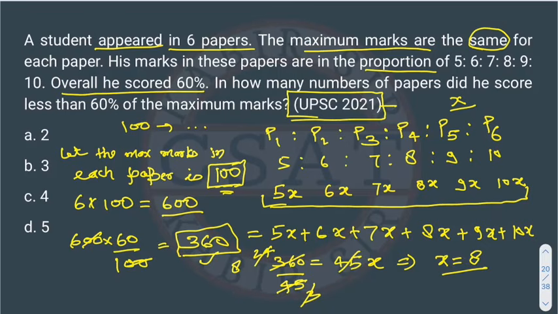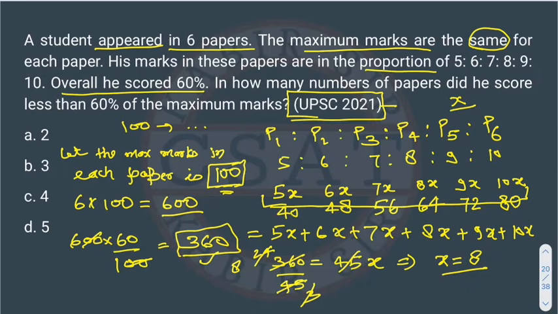So what will be the marks in paper 1? It will be 40, and paper 2, right, and here in paper 3, paper 4, paper 5 and paper 6. So how much marks is he getting? He is getting 40 marks in paper 1, 48 marks in paper 2, right, 56 marks in paper 3, in paper 4 64 marks, and in paper 5 72.